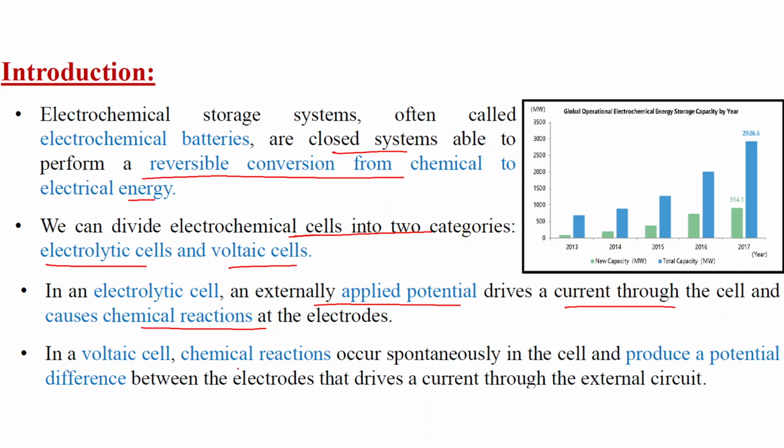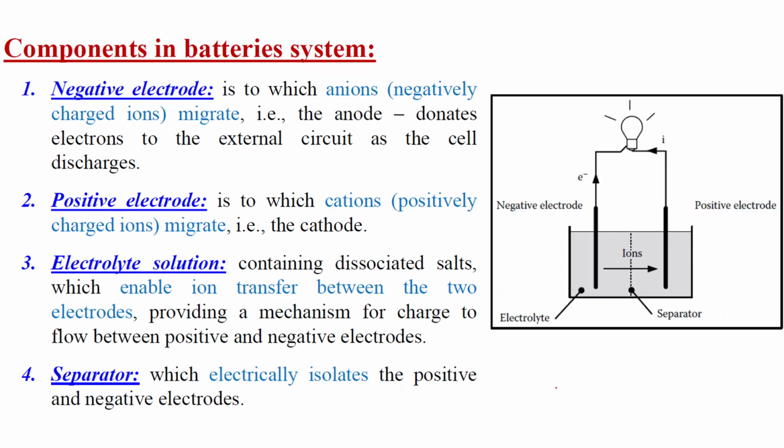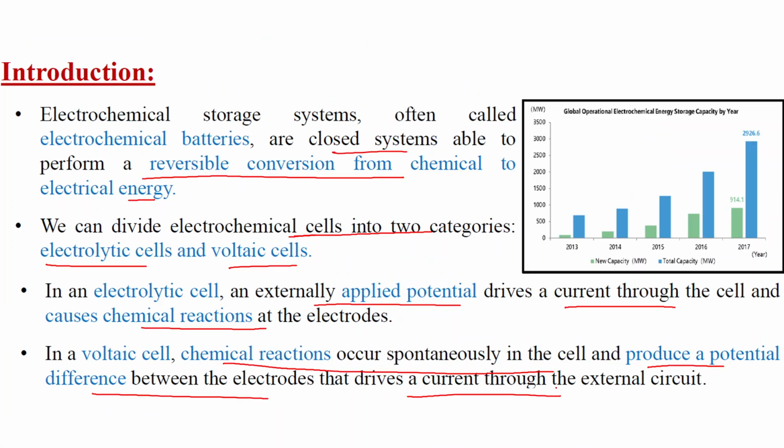Whereas in the case of voltaic cells, chemical reactions occur at the electrodes, which produces a potential difference between the electrodes that drives the current through the external circuit. So these are basically opposite of each other. In one, we are first applying an external potential, and then a chemical reaction takes place, and in the other, the chemical reaction takes place first, which is responsible for driving current through the external circuit.